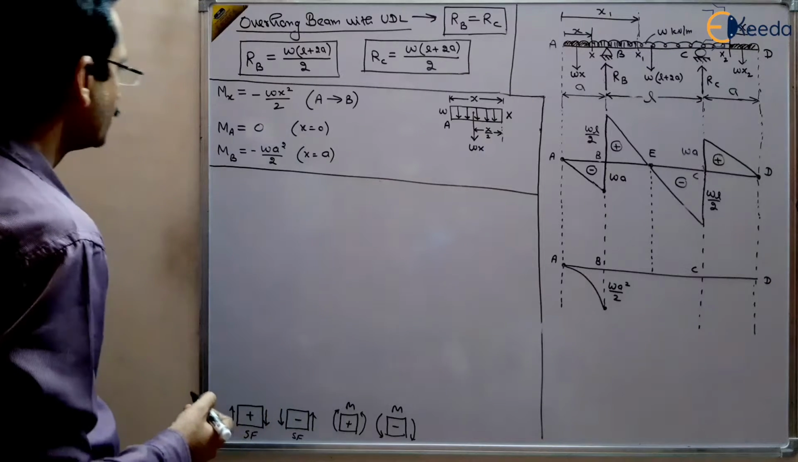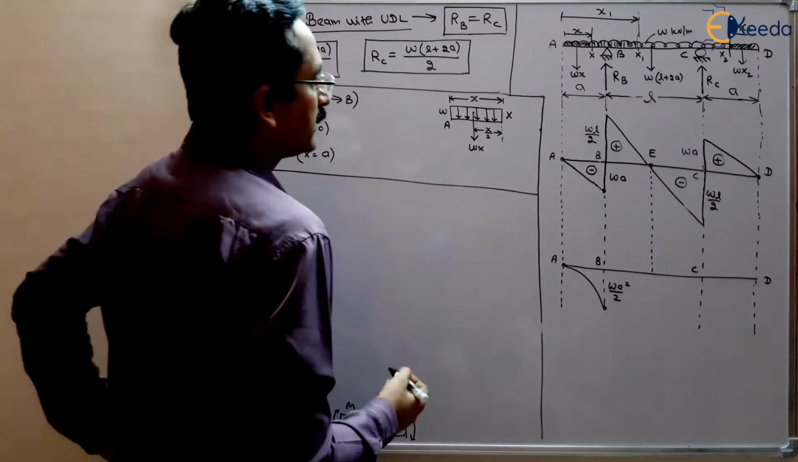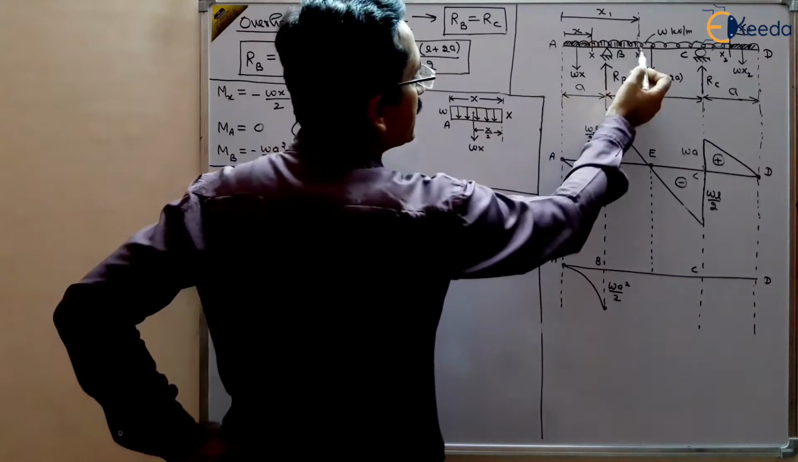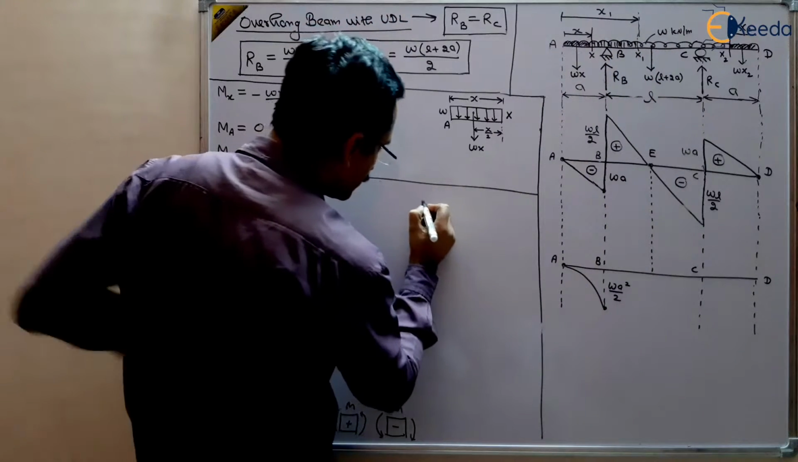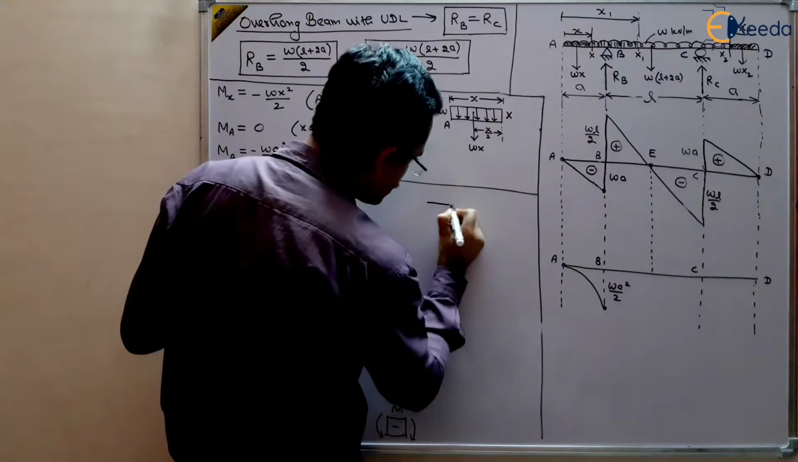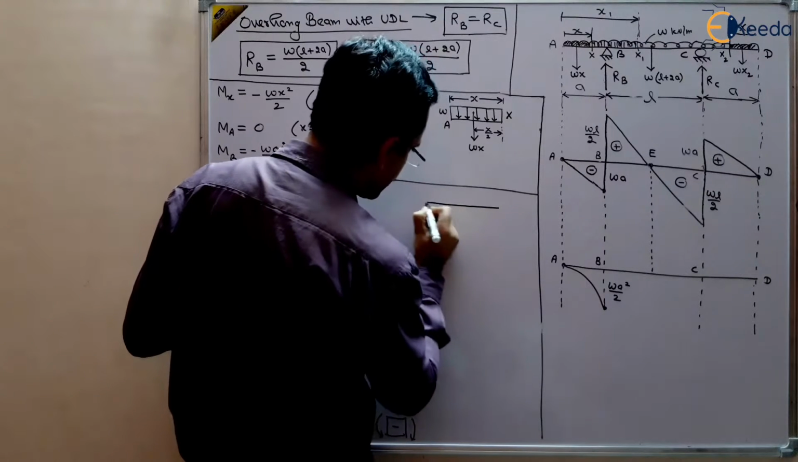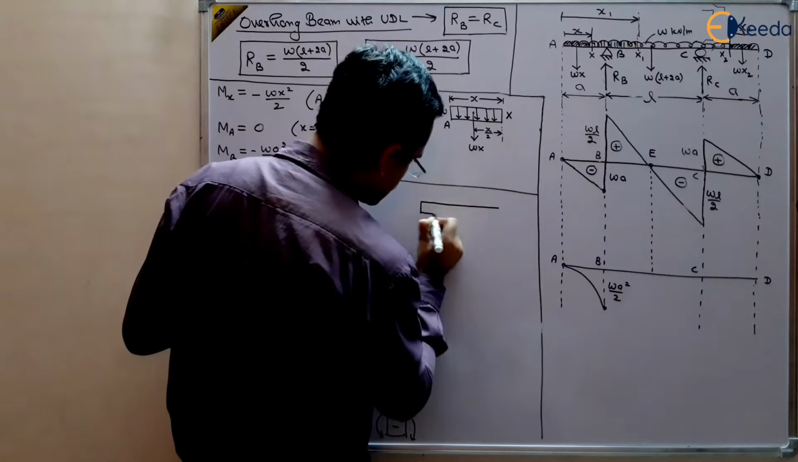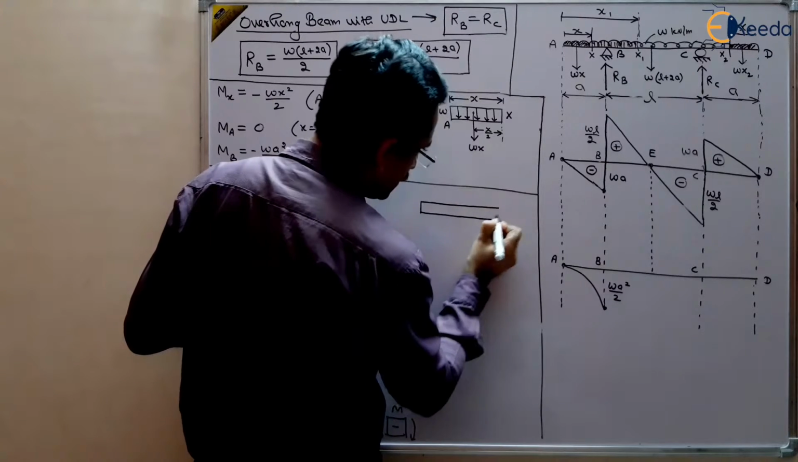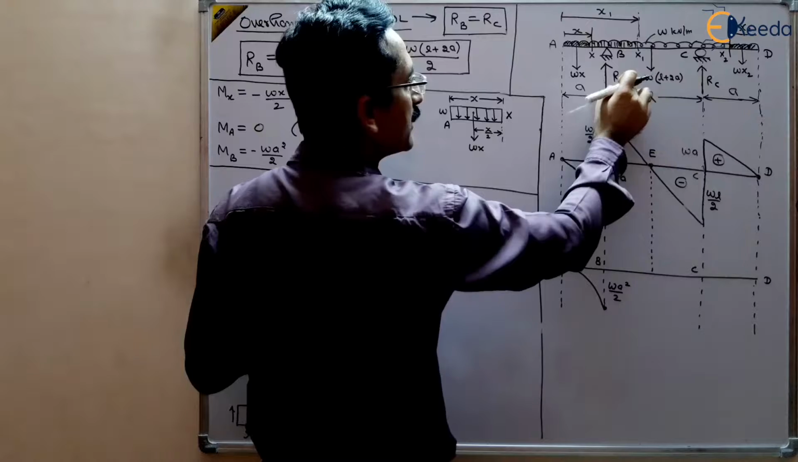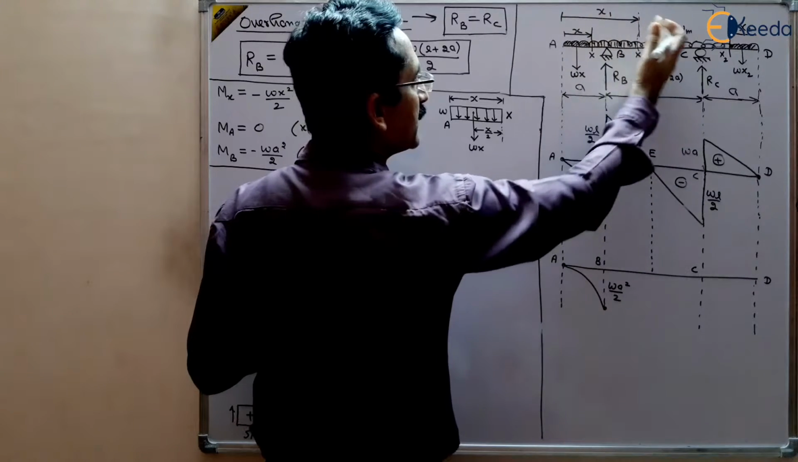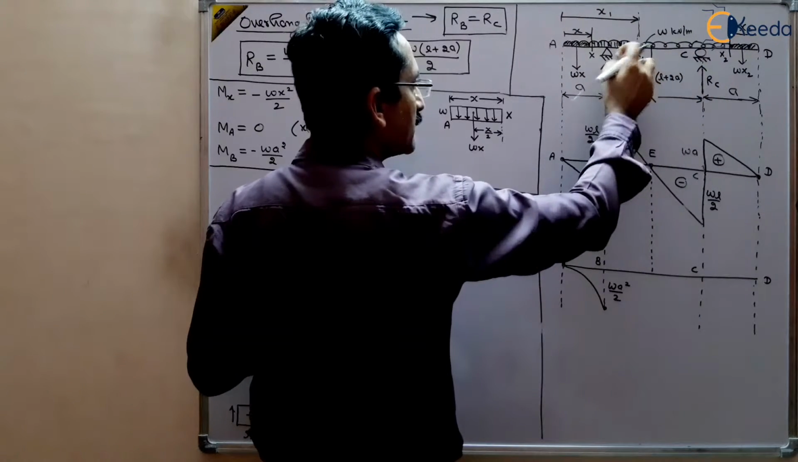First you can take a section. We have taken the section x1 at a distance of x1 from the free end. Why are we taking it? Because the force is changing here. RB is coming into the picture. That's why we are taking a separate section for B and C, right?